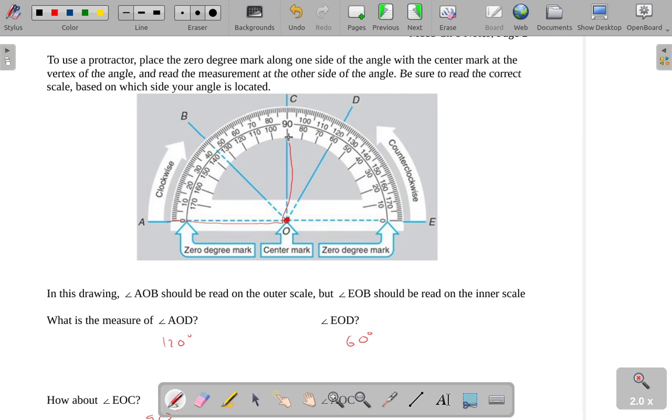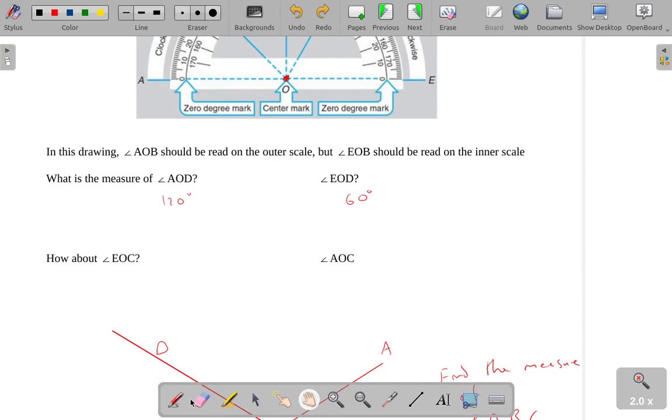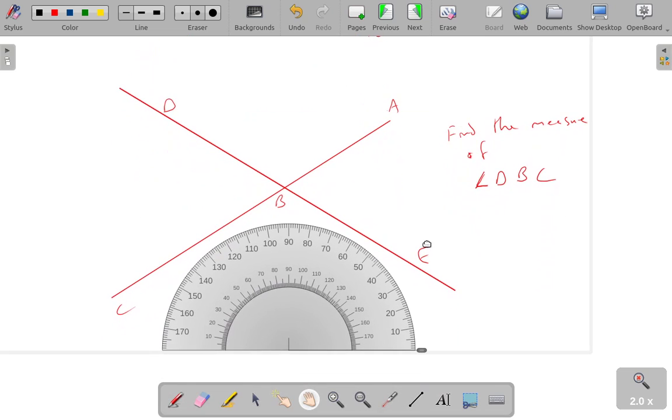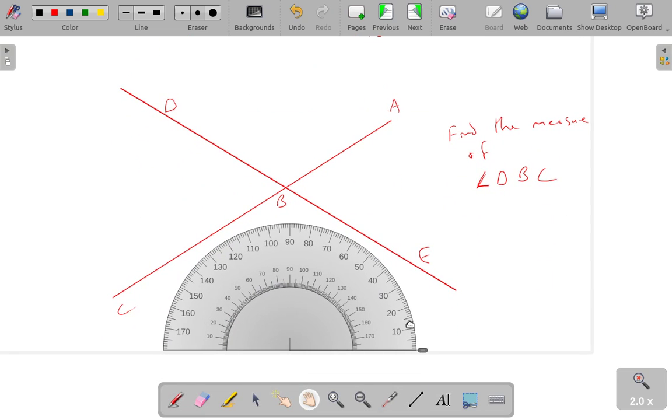A to O to C, we end up getting, that's also a 90-degree angle. So that is 90 degrees, this one is 90 degrees, okay. So this one is not really set up for us as much yet. If we wanted to find the measure of angle DBC, so we're looking at this angle right here.